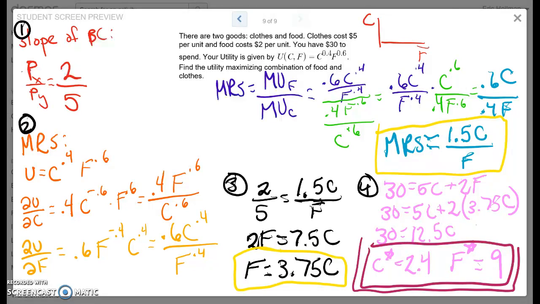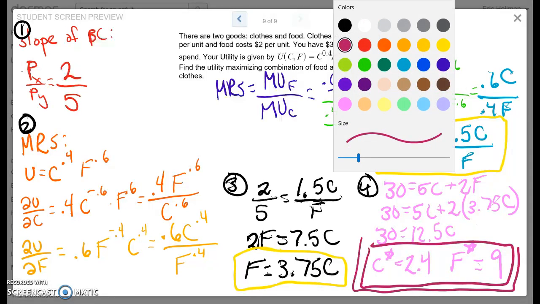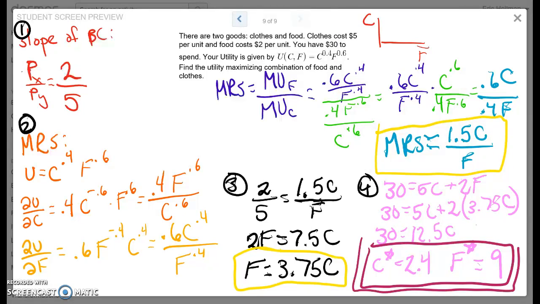Okay, so step one of these problems is to find the slope of the budget constraint, which I did here. So I started up here. The slope of the budget constraint was 2/5. It's actually negative 2/5, but the marginal rate of substitution is also going to turn out to be negative, so sometimes I don't put the negative sign. Anyway, you'll end up getting the same answer. So that first step of this process to find the optimal bundle is always the easiest. So that's the slope of the budget constraint.